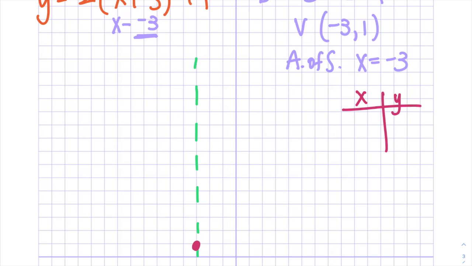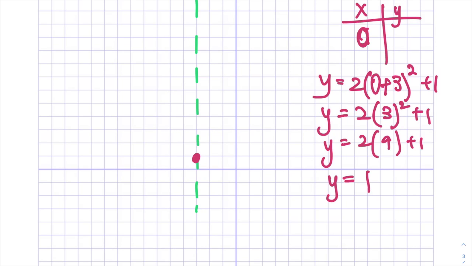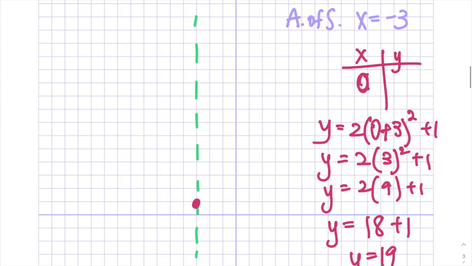Let's use x equals 1. I like to pick easy numbers. Actually, let's pick something even simpler. 0. So y equals 2 times (0 plus 3) squared plus 1. So 0 plus 3 is 3. 3 squared is 9. 2 times 9 is 18, plus 1 gives us 19. So when x is 0, y is 19.